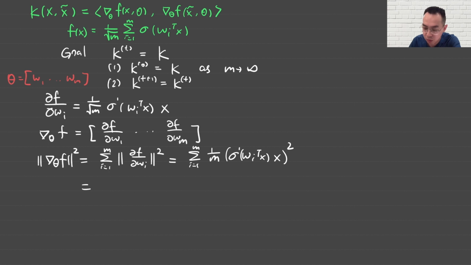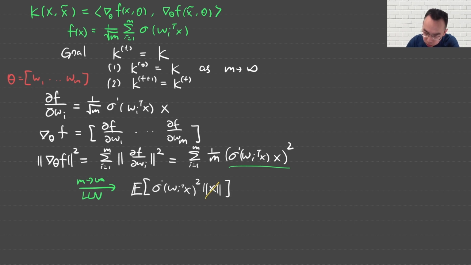Okay, so what's interesting here is that we have the setup for the law of large numbers, right? Because if you think about this as a random variable, then we take the mean of this, so it's going to converge. I should say that this will converge as m goes to infinity by the law of large numbers, to the expected value of sigma prime of wi transpose x squared times the norm of x, which we assume to be 1. There should be a square in here.